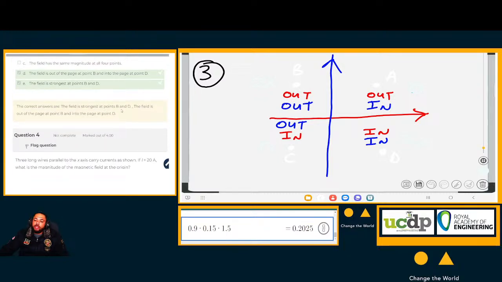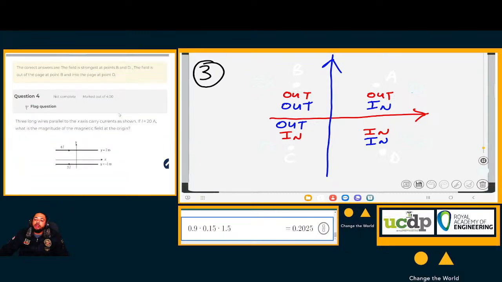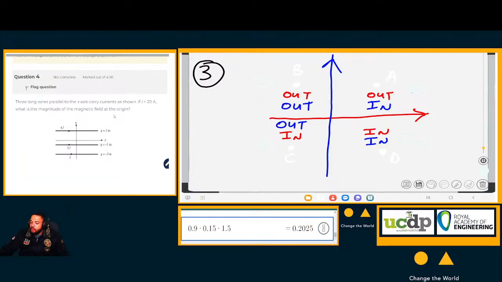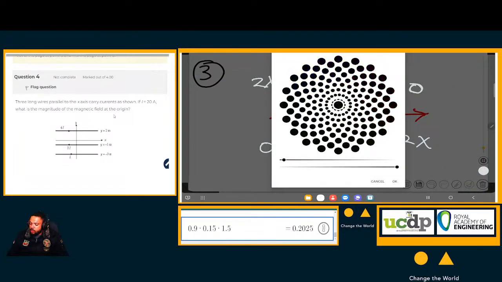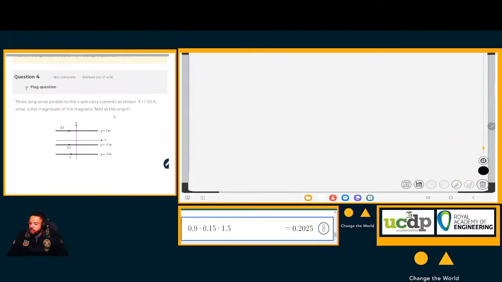The field is strongest at point B and D, and the field is out of the page at point B and into the page at point D. So we are correct. Okay, let's erase this question. Let's first go back to this black. Okay, erase. Okay, good. Question number 4.